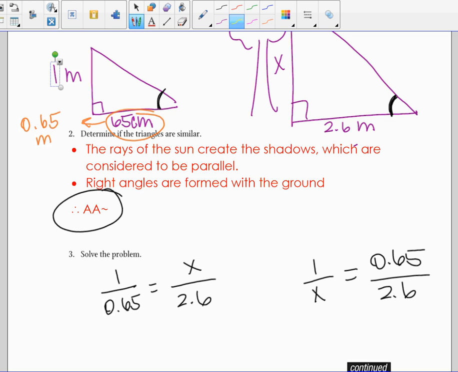Just make sure that you, in this first case, you have the same triangle here. In the second case, you have the same triangle here. Make sure that that's one of your options. You don't want the same triangle measurements to be on the diagonal.